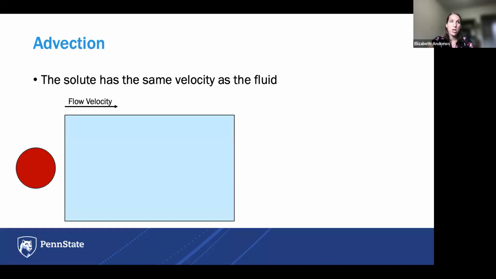So let's start with advection. Advection is the movement of solute at the same velocity as the fluid. And so we have this box that sort of represents a fluid and an arrow that represents the flow velocity. And we have our red solute. And so it's just going to move at the same velocity through the system as the fluid does. And so this box could represent a pore, it could represent a column, all kinds of things. It could represent the start of a watershed. But advection will just move the solute through the system at the same rate as the fluid moves through the system.